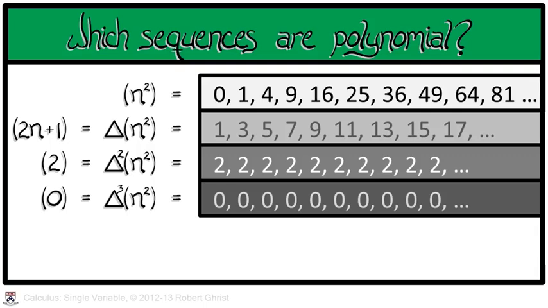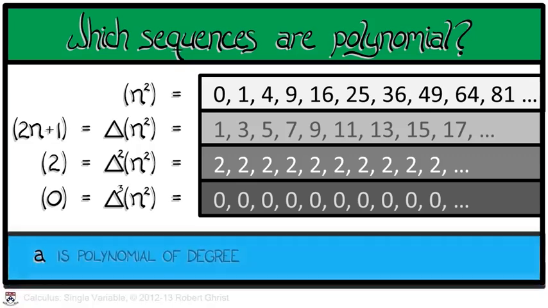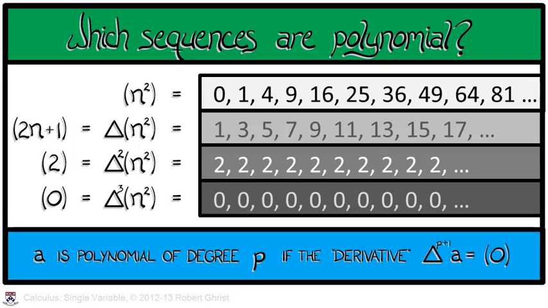This is very similar to what happens when we differentiate a polynomial. After a finite number of steps, we get 0. In general, one can say that a sequence a is a polynomial of degree p if the p plus first derivative, that is, difference, of a is the constant 0.